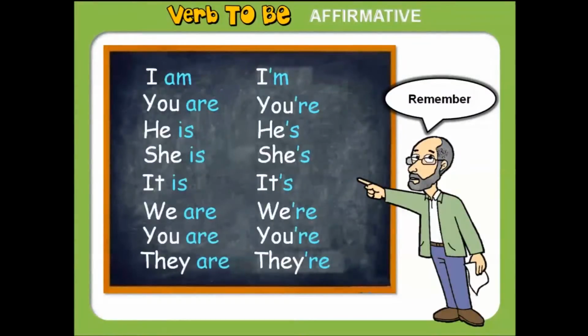If you use other subjects, for example, a cat, just remember one thing, a cat is a singular subject, so we use is. A cat is. How about two cats? Two cats are. A farmer is. Two farmers are. A teacher is. Some teachers are.